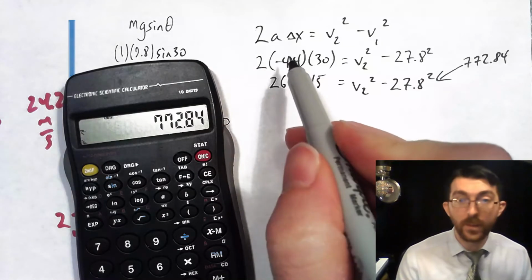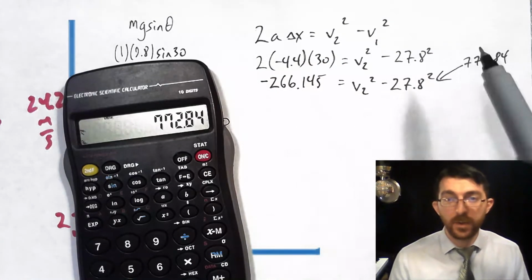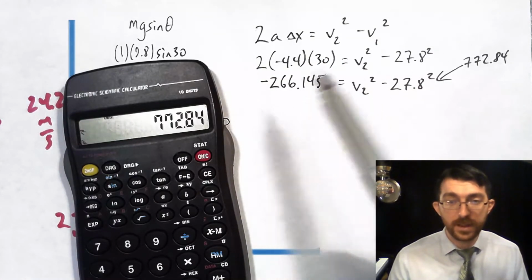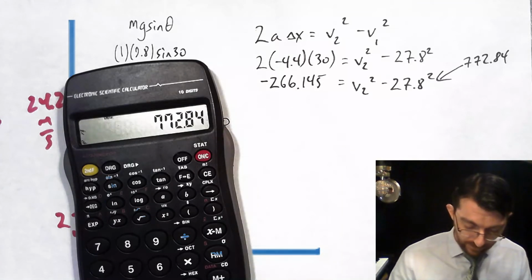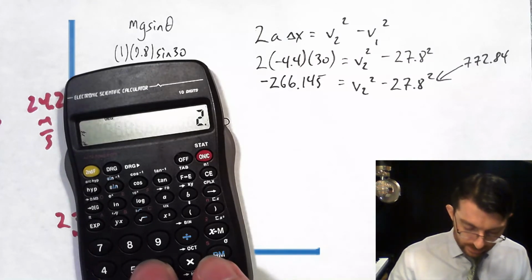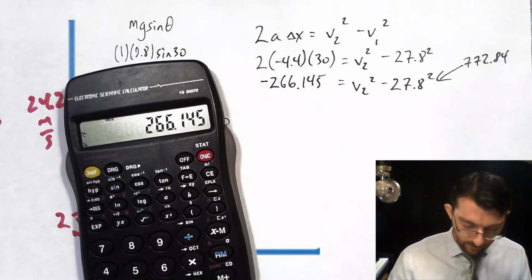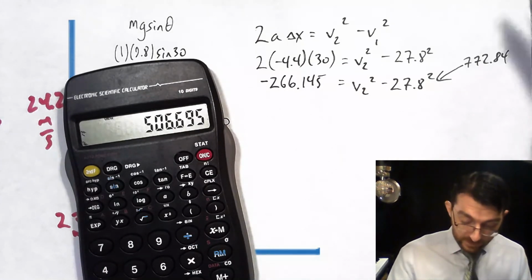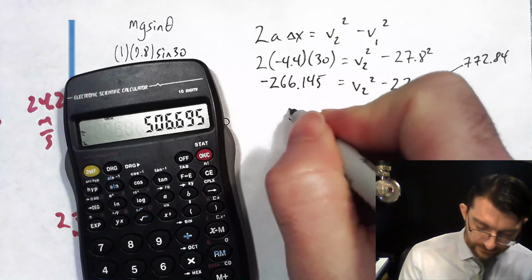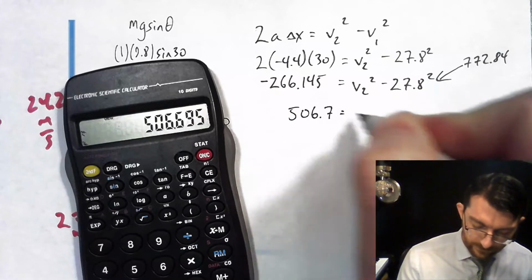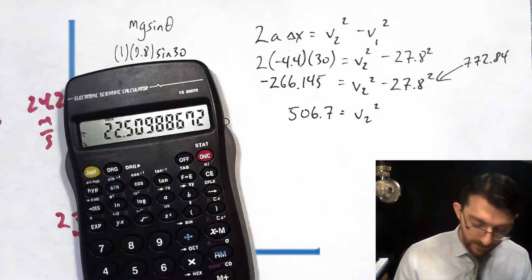Oh, by the way, that's negative. Sorry for missing that. So if I add that to both sides, I'm just going to subtract 266.145 from that. 506.7. Let's be honest. 506.7. Okay, if I just take the square root, I'll know the velocity. 22.5.